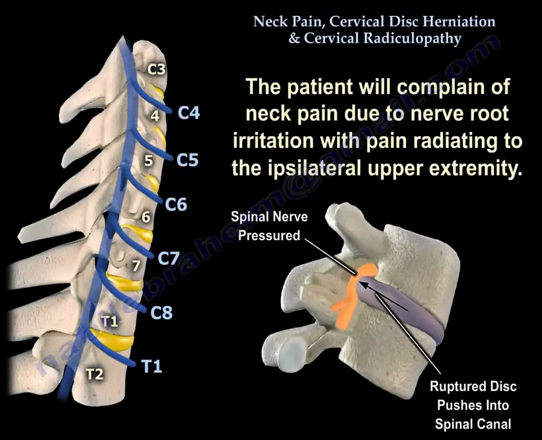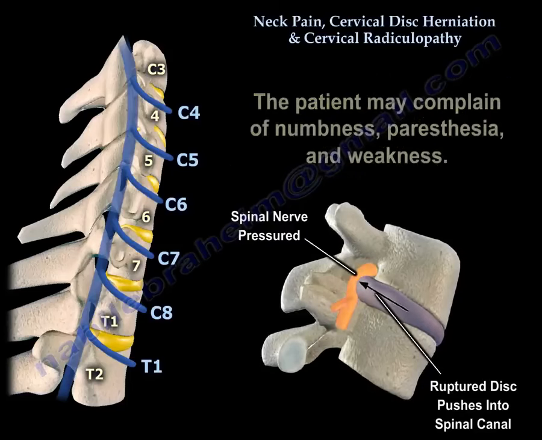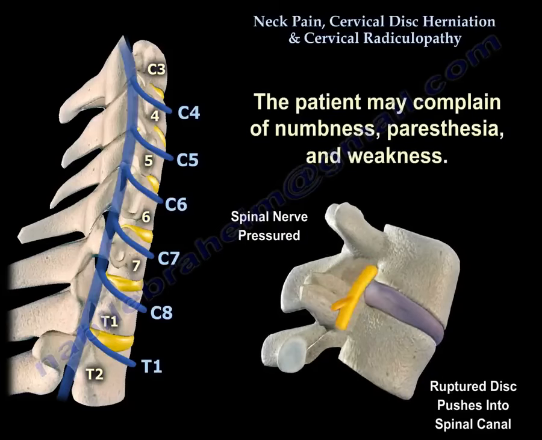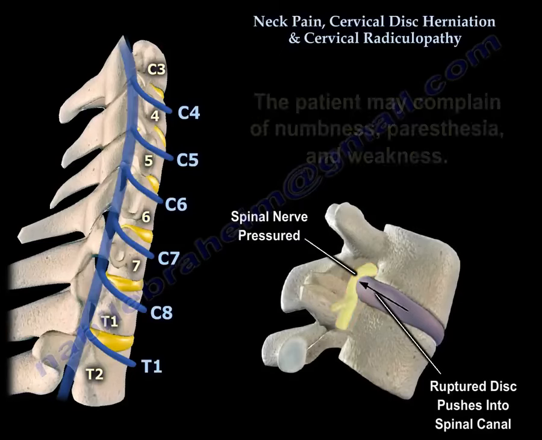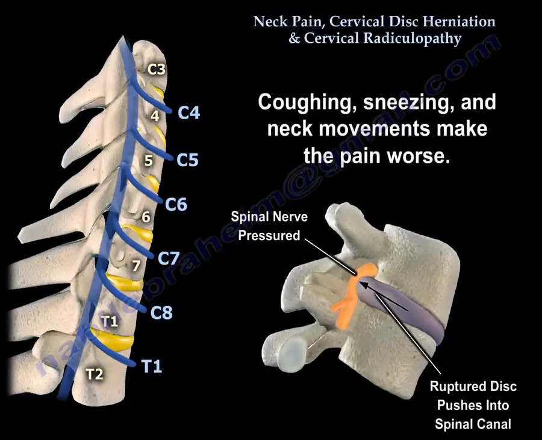The patient will complain of neck pain due to nerve root irritation, with the pain radiating to the ipsilateral upper extremity. The patient may complain of numbness, paresthesia, and weakness. Coughing, sneezing, and neck movements make the pain worse.